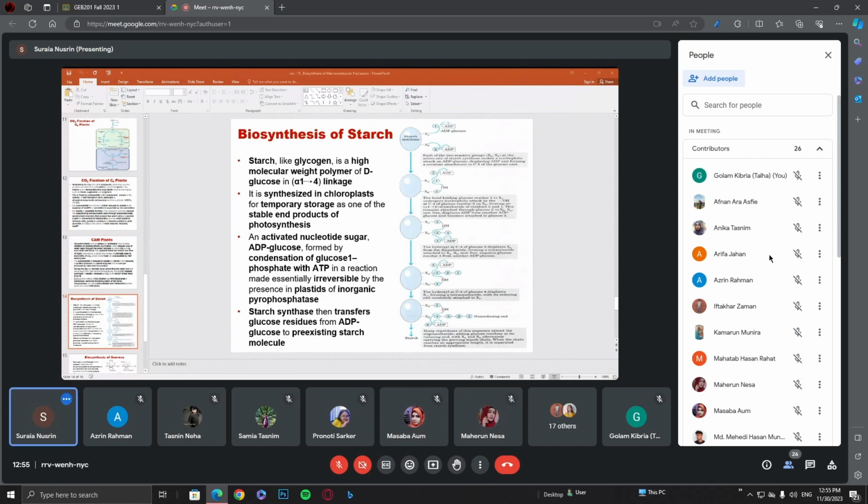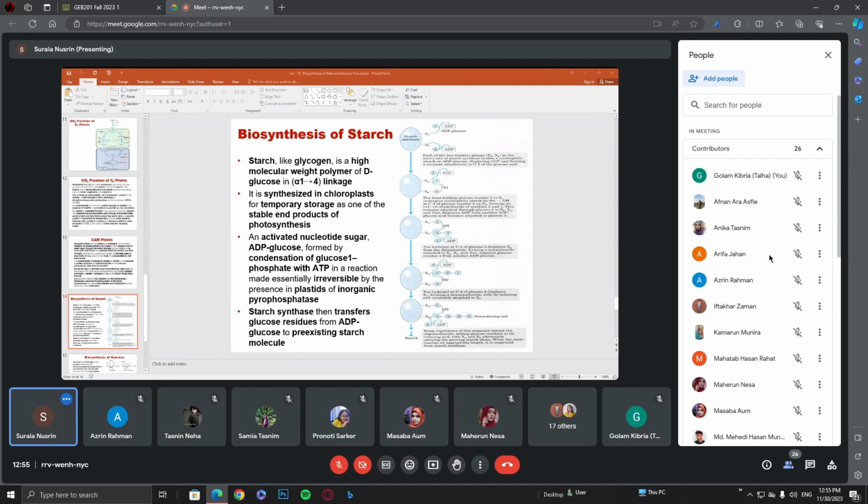Okay. So starch we already know is a polysaccharide present in the plant, and it is made up of D-glucose, and the glucose residues are linked by alpha 1,4 glycosidic bonds. Starch is synthesized in the chloroplast, and that is actually the stable end product of photosynthesis. Okay, what is the precursor here? Glucose.